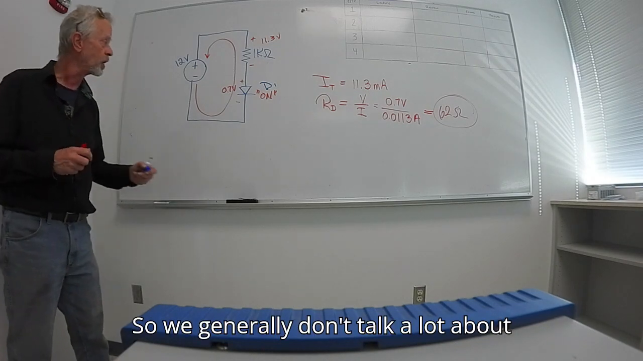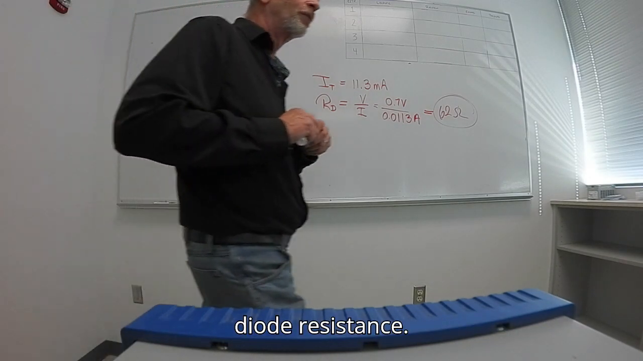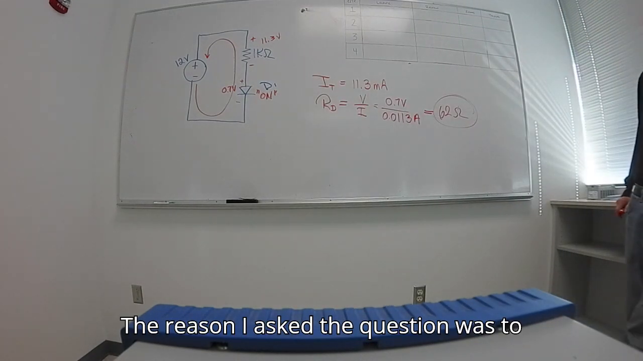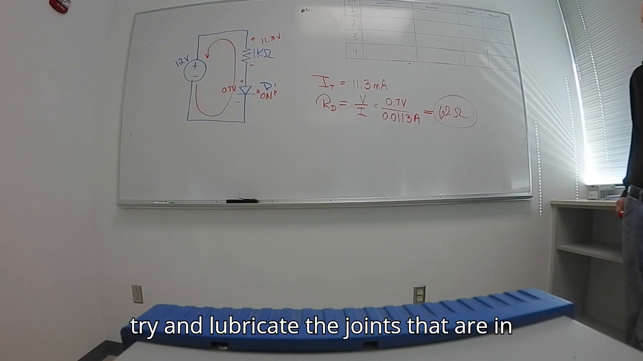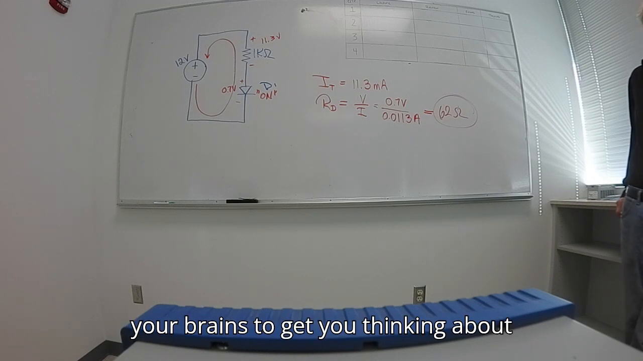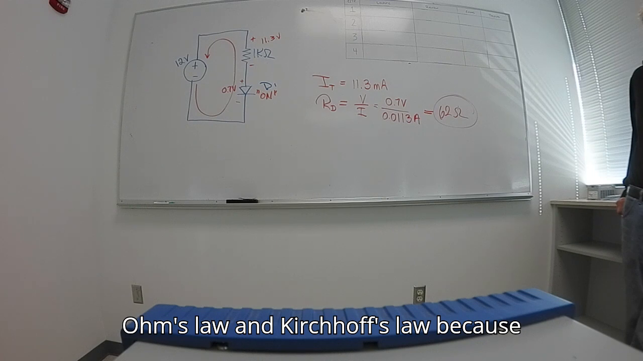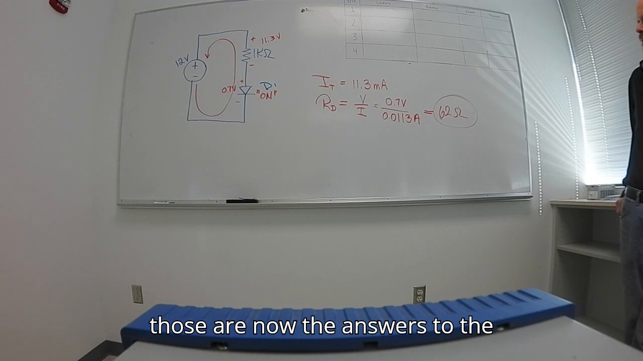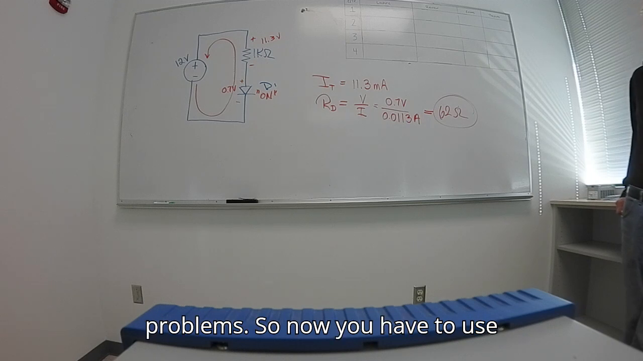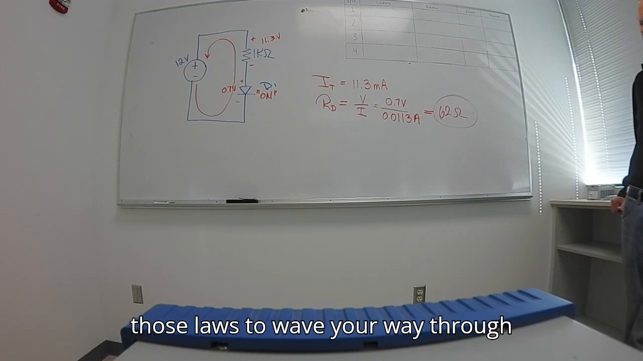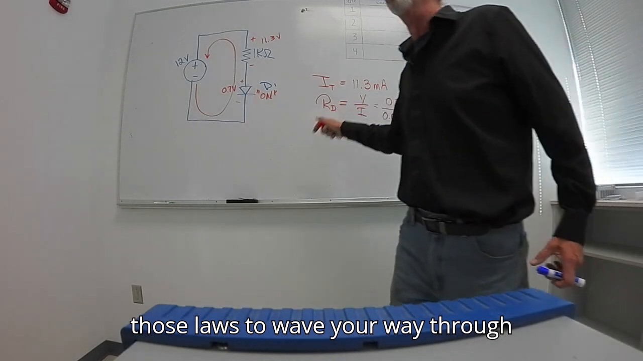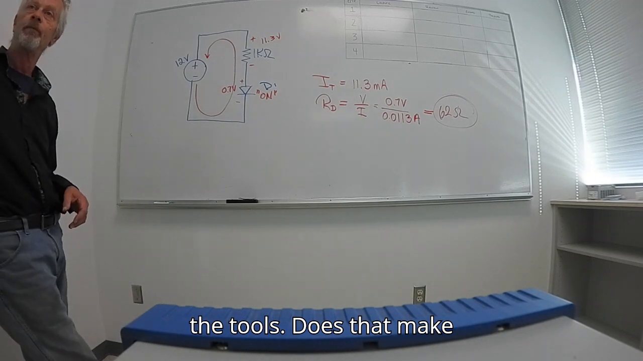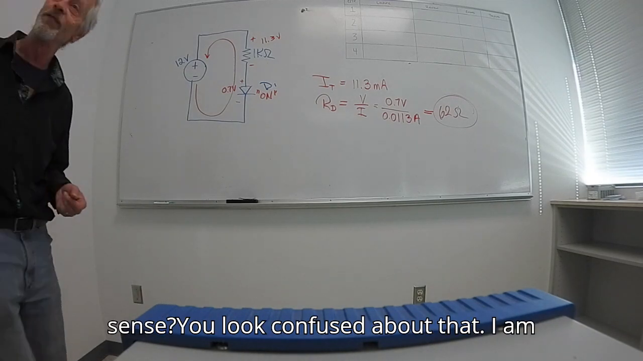So we generally don't talk a lot about diode resistance. The reason I asked the question was to try and lubricate the joints in your brains to get you thinking about Ohm's law and Kirchhoff's law. Because instead of being the problems, those are now the answers to the problems. So now you have to use those laws to wade your way through solving these problems. They become now the tools. Does that make sense? You look confused about that.